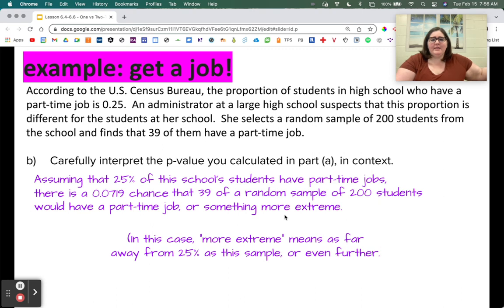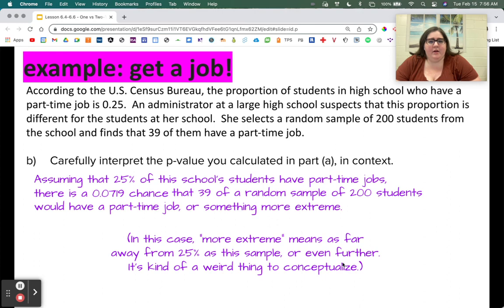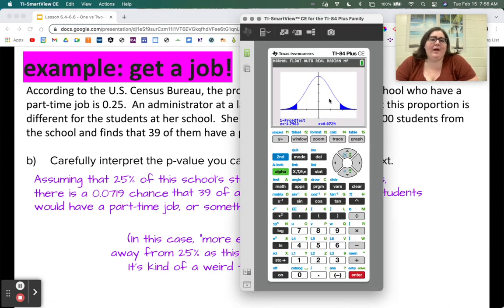So more extreme in this sense means as far away from 25% as the sample or even further, because we're shading in both directions. So this would be a great example of how we would interpret the p-value for a two-tailed test. We might use that wording of more extreme as opposed to less or greater. It's kind of a weird thing to conceptualize, but again, for me, the visual helps. So where we're stopping right here is that 39 out of 200. We went the same distance on the other side and we're shading out. So something more extreme.